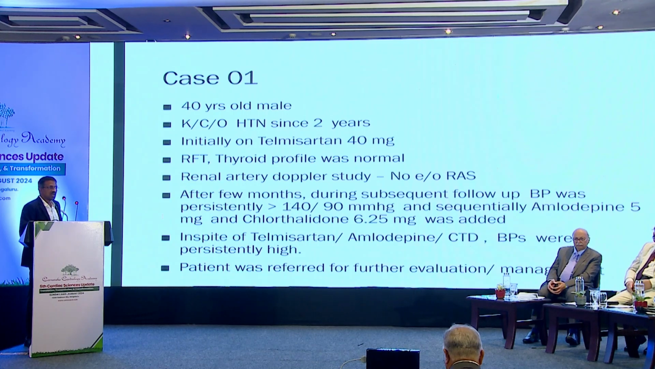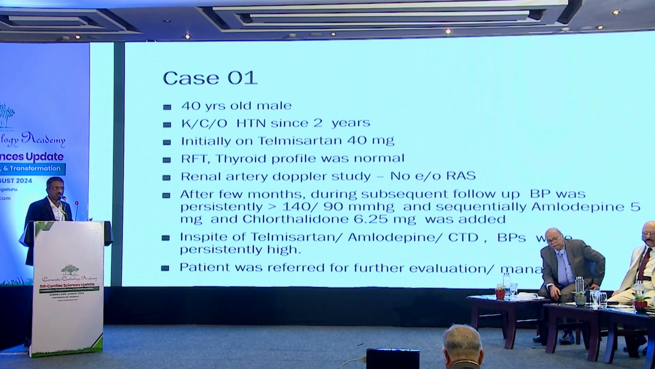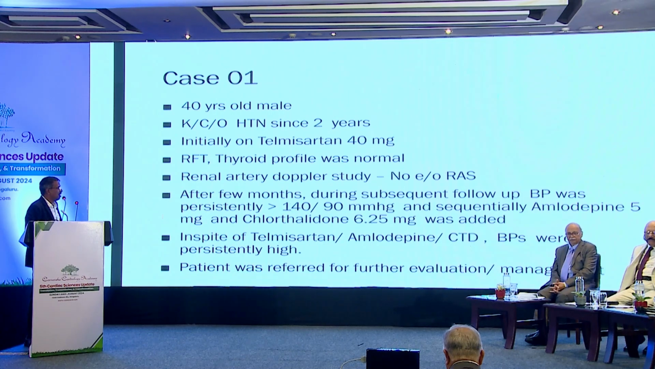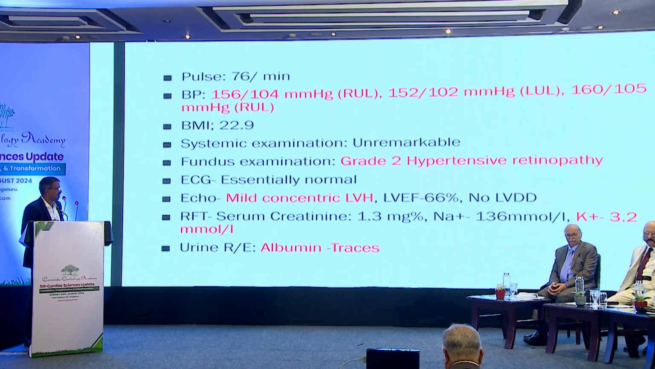Initially he was started on telmisartan 40 milligrams. His RFT and thyroid profile were normal, and he underwent a renal artery Doppler 2 years back which was normal, meaning there was no evidence of renal artery stenosis. After a few months, during subsequent follow-ups, the blood pressure was not under control, and amlodipine and chlorthalidone 6.25 were added sequentially. In spite of these three drugs, telmisartan, amlodipine and chlorthalidone, the blood pressures were persistently high and he was referred for further evaluation and management.